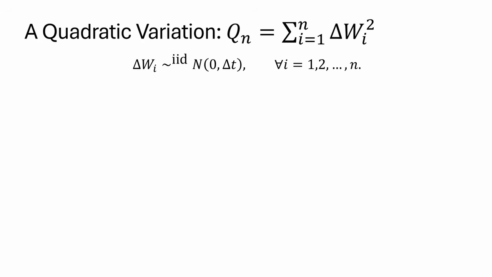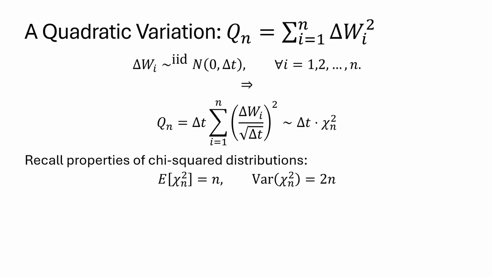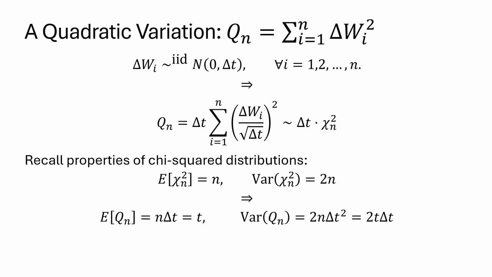And we know from basic probability that Q_n is a scaled chi-square distribution with n degrees of freedom, delta t times chi-squared. A chi-square distribution has its mean equal to its degrees of freedom, and the variance equal to twice the degrees of freedom. So we can easily obtain the mean and variance of Q_n. The mean of Q_n is delta t times n, but that's just t. And the variance of Q_n is 2n times delta t squared.